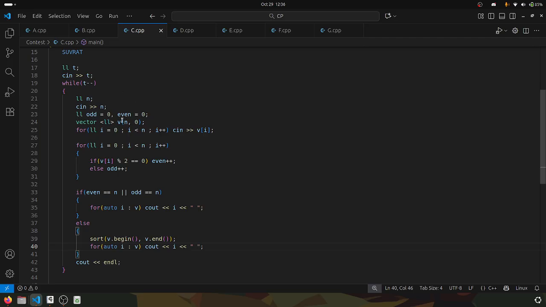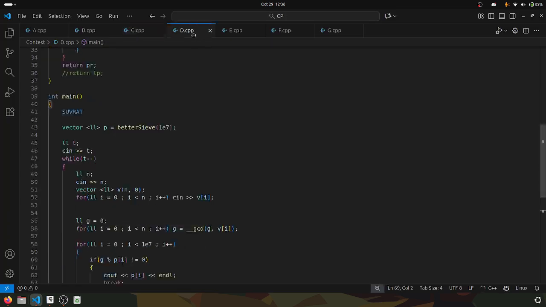The time complexity of this code will be O of n log n, since we are sorting. And that will be well within the time limit. So let's move on to the next problem, D.